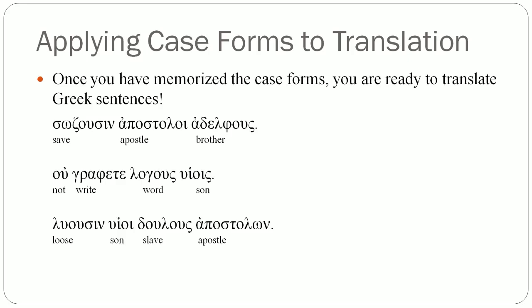Last sentence. Luusin huioi doulos apostolon. Luusin has the same ending as sozousin in the first sentence, so that is also third person plural. And huioi has the same ending as apostoloi, so that is your nominative. Doulos has the same ending as adelphous, so that's the accusative plural. And apostolon: here is that nice, familiar omega nu ending, which suggests a genitive plural.